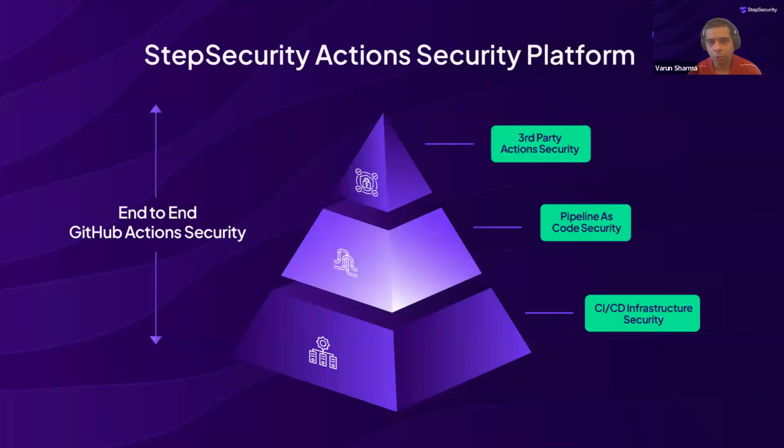And this is a high-level overview of how our platform can help with these problems. In this webinar, we'll be focusing on the top layer for third-party action security, but I can go through each of the layers quickly and talk about how StepSecurity can help with those three problems. So at the bottom is the CI/CD infrastructure security, or the CI/CD runner security. For this, we have a solution called Harden-Runner, and you can think of it like an EDR solution, which is purpose-built for CI/CD runners.